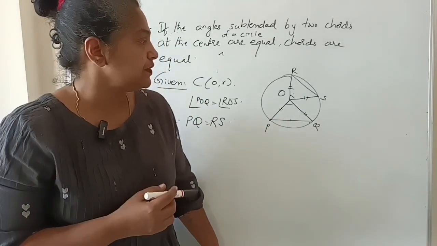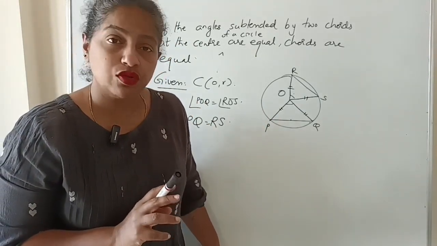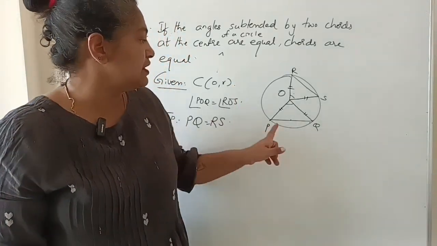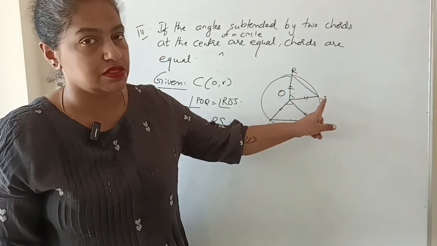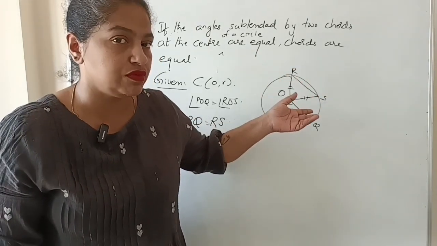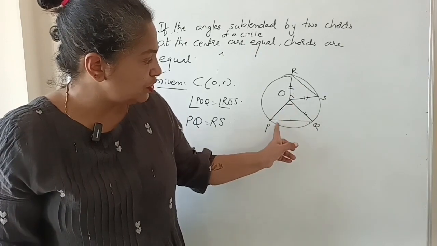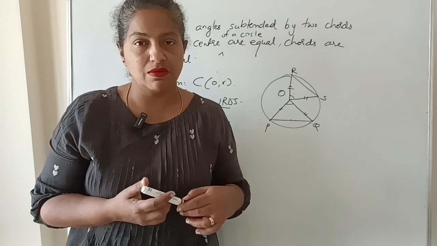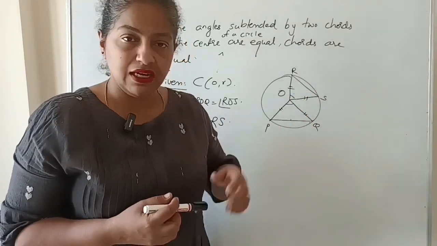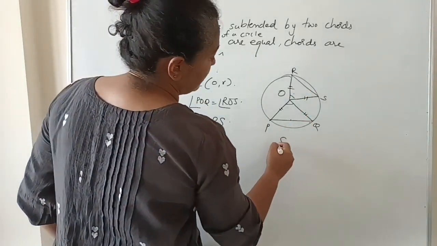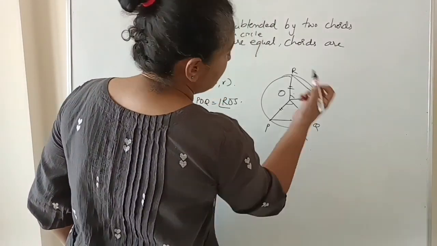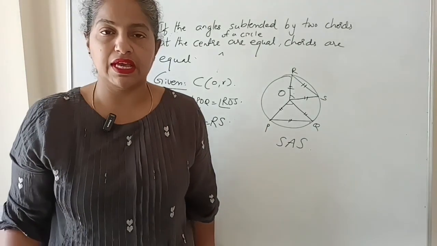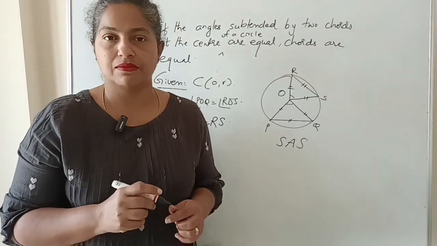This is also the proof that we had done for the chord and the arc, but let us apply it here. We have a circle and it has been given that angle POQ is equal to angle ROS. We have two triangles. How will you prove the congruency? OP, OQ, OR and OS are equal because they are the radii of the same circle. The included angle is also equal. Therefore, both the triangles are congruent by SAS congruence. And because of that, RS and PQ become the corresponding parts of congruent triangles and hence they are equal.